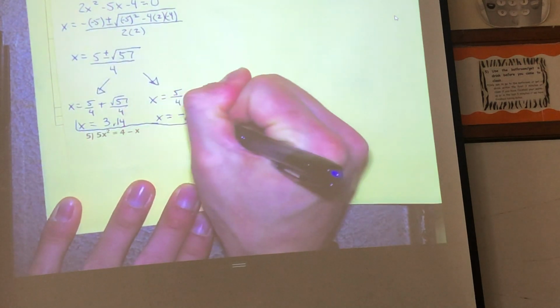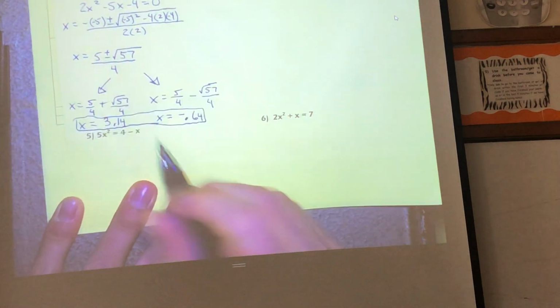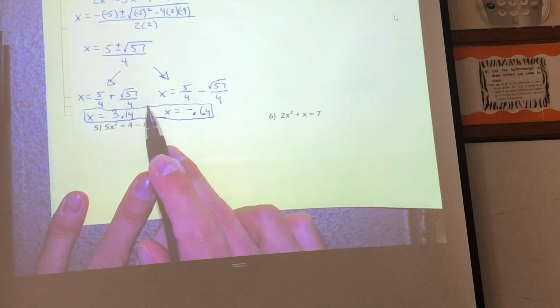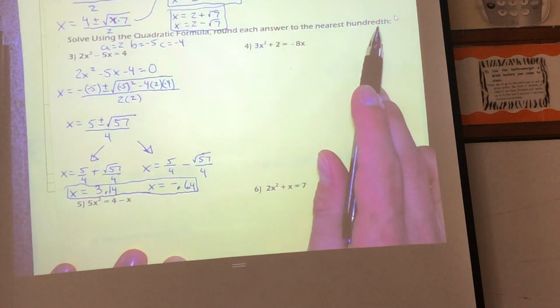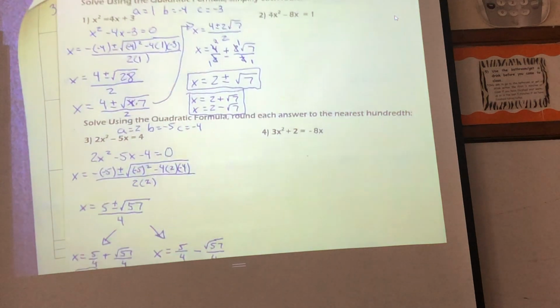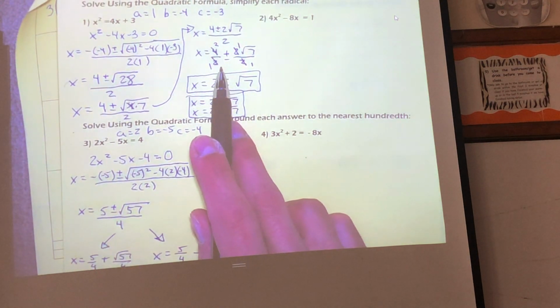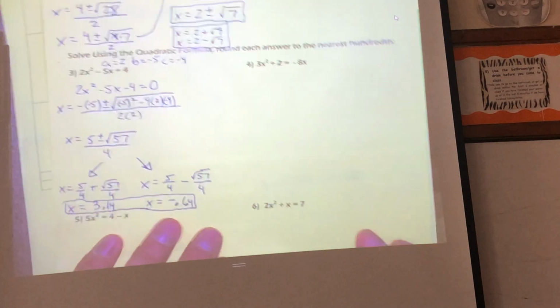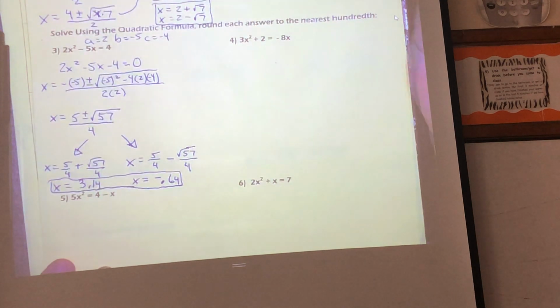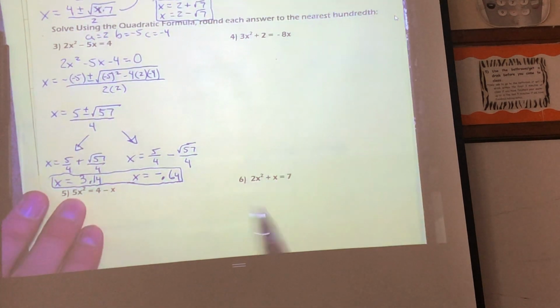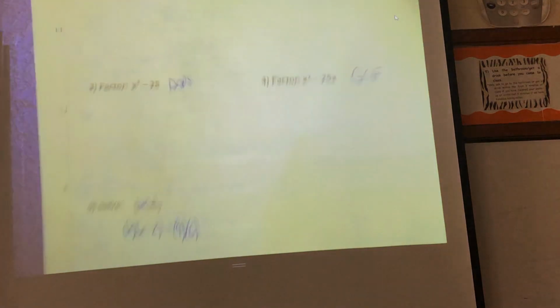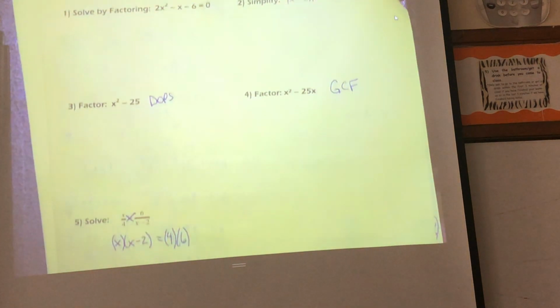Now the only time that you can go right from here to plugging in your calculator is if you are asked to round. Otherwise, you have to simplify like it was up here. So your homework for tonight will be these 4, numbers 2, 4, 5, and 6, as well as the warm-up questions. Thank you.